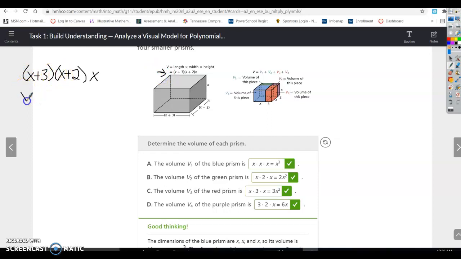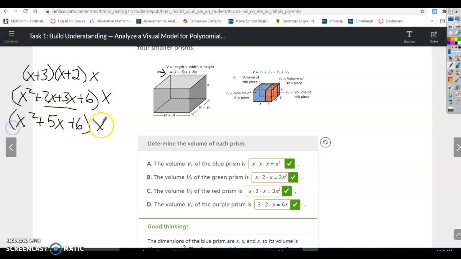So x times x is x squared. x times 2 is 2x. 3 times x is 3x. And 3 times 2 is 6. All right, once we combine like terms, then we still have one more x to bring in. So let's go ahead and add like terms first. So I've got x squared plus 2 plus 3 is 5x plus 6.